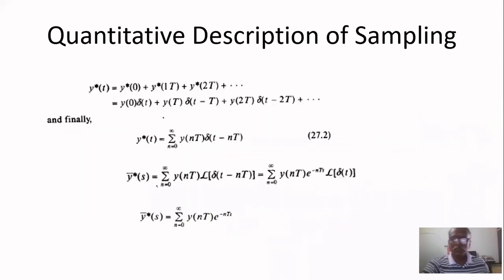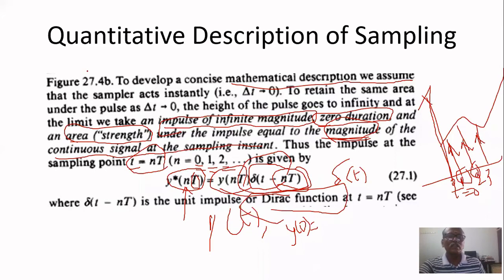So any discrete time signal, it is not a digital signal, a discrete time signal, is represented by y star of nT. What is the value at that point? That shows the analog value corresponding to this time. That is called y star. Y star means the sampled value, the sampled discrete time signal.